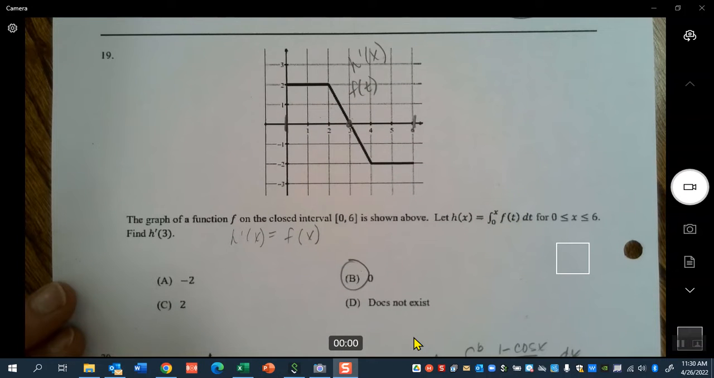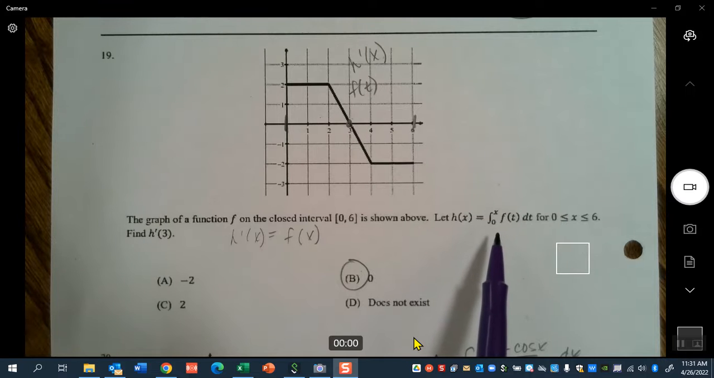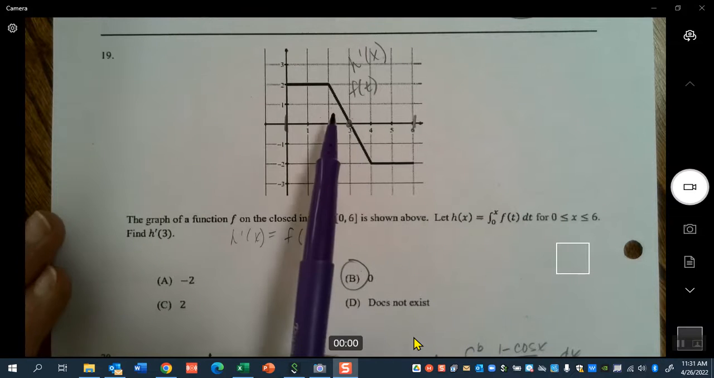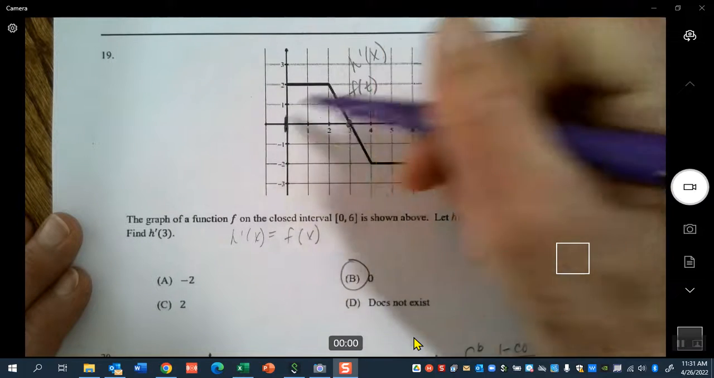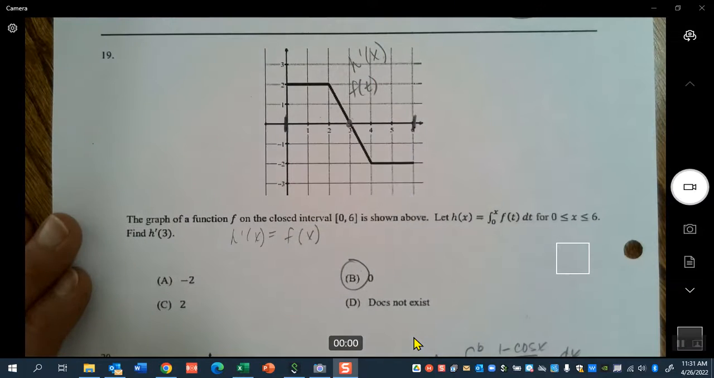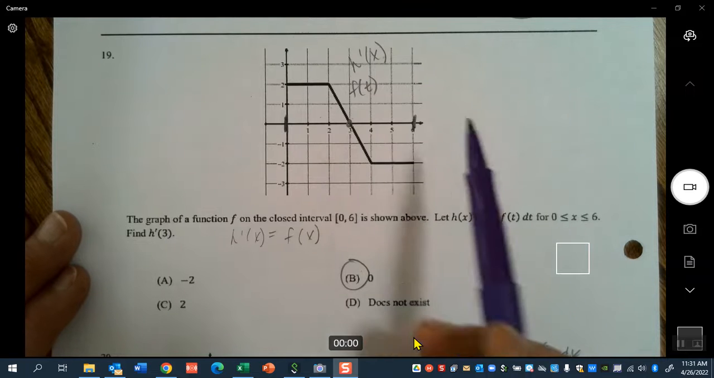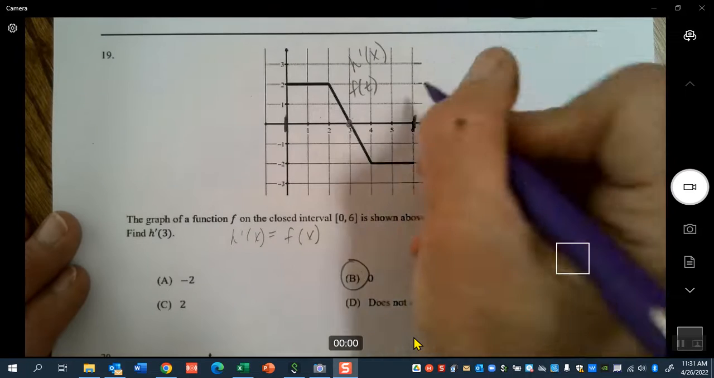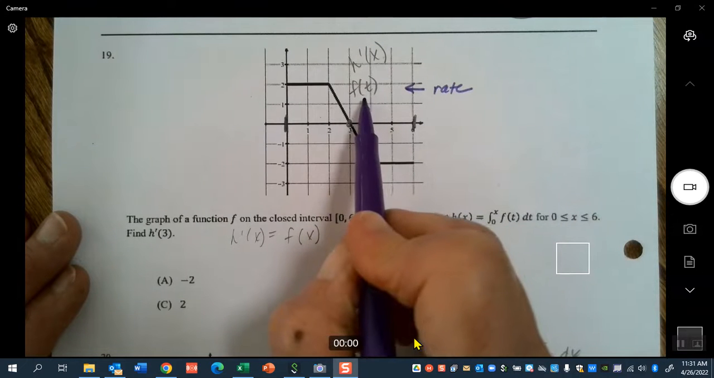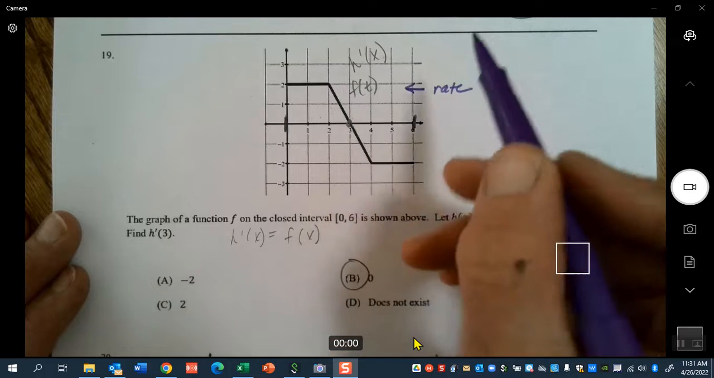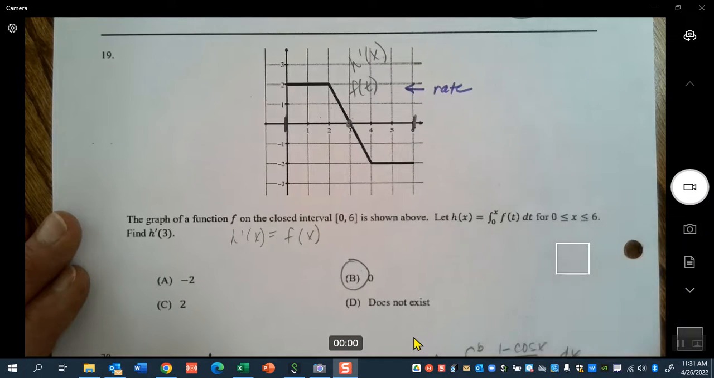For number 19, the graph of a function f on a closed interval is shown. Let h of x equal the integral, the area under the curve of this function along this interval from 0 to 6. So let's go ahead and figure out what it is we're talking about. I'm looking at this graph, and this graph is the rate. So f of t is the new name for the rate, but I know it's also going to be the derivative.